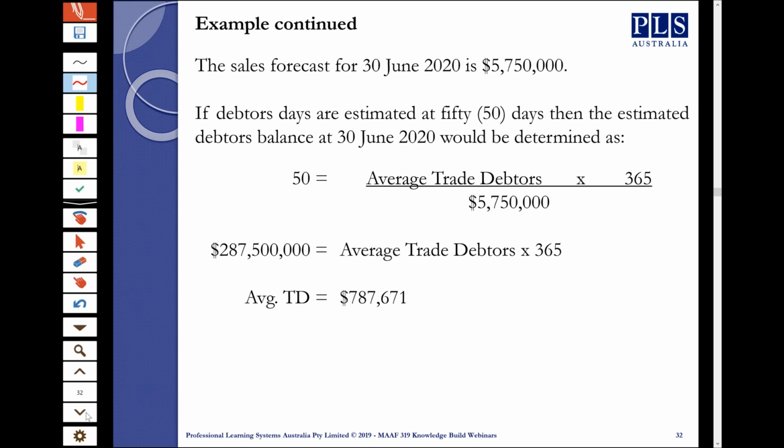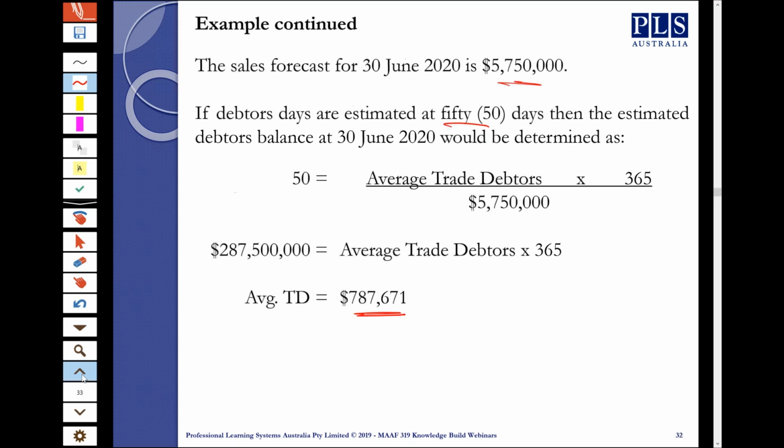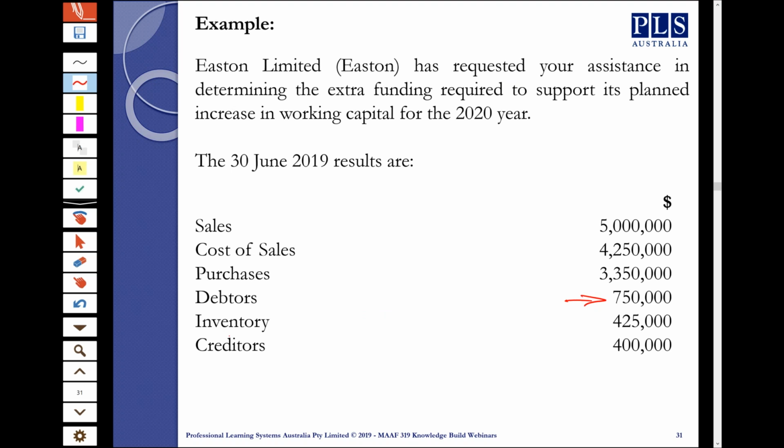So you'll find the logic is that we've given you 50. That 50 would equal your average trade debtors by 365 on your forecast sales figure, which means my average trade debtors, as I work my formula through, comes at 787,671. What I then need to observe, however, is that my average trade debtors is my opening plus my closing divided by 2. Now, I was given opening trade debtors at the 750, so that's that figure there.